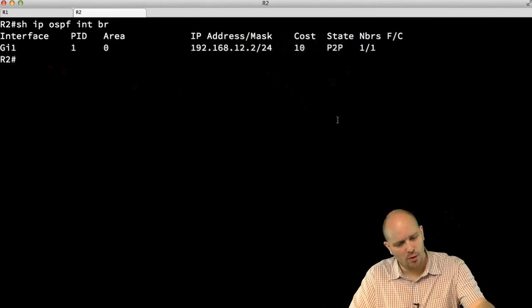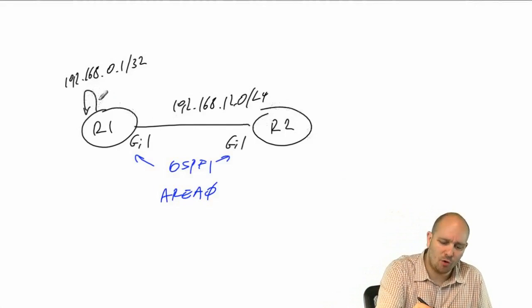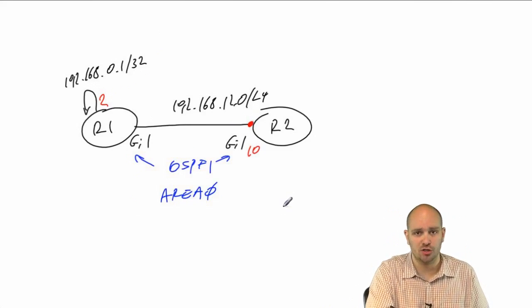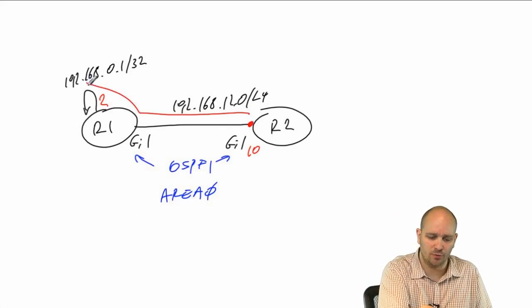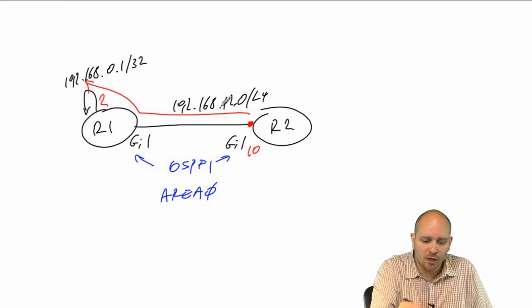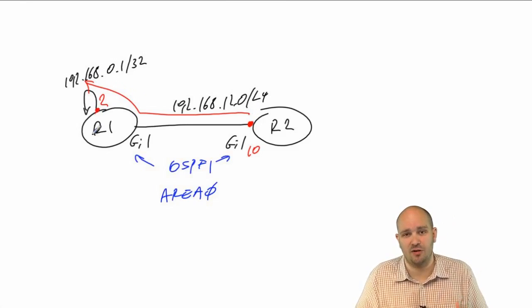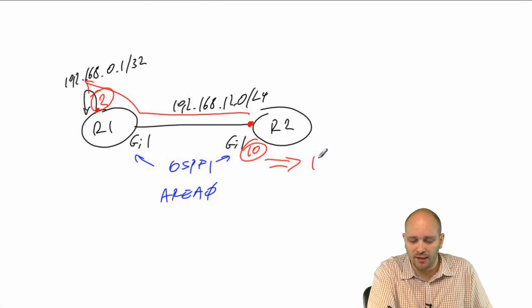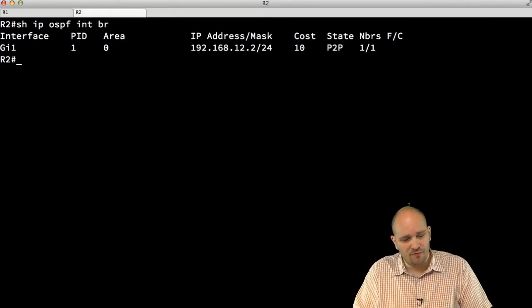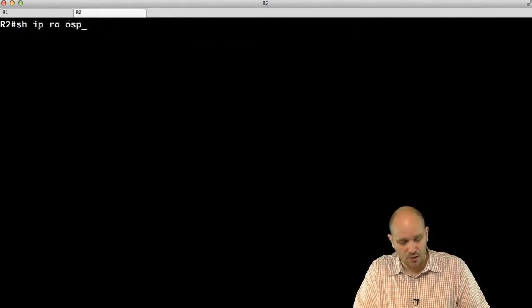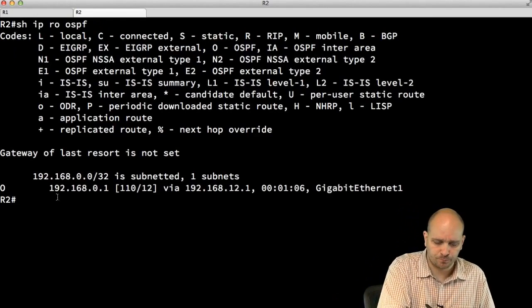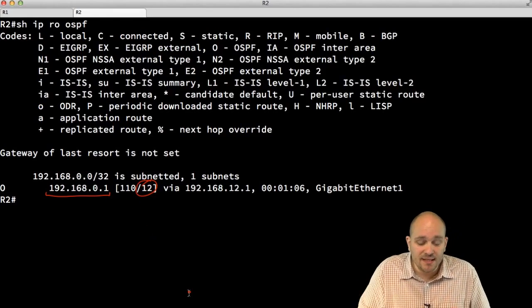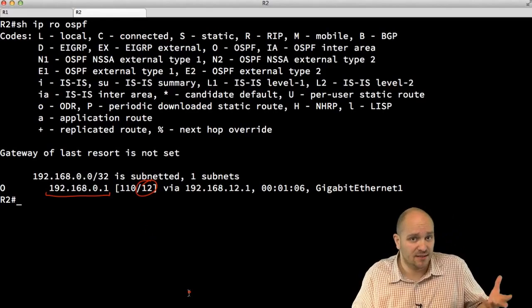So if I go back to my whiteboard here, now I have a cost of 2 on this loopback, and this interface here has a cost of 10. If I wanted to send the traffic down this path towards this loopback, what would be the cost of the path that this traffic would have to traverse? Well, I'm looking at 2 here and 10 here, so I'm concluding that the cost must be 12. So if I go to R2 and do show ip route ospf, when I take a look at my route for 192.168.0.1, I can see that indeed the cost was calculated as 12.